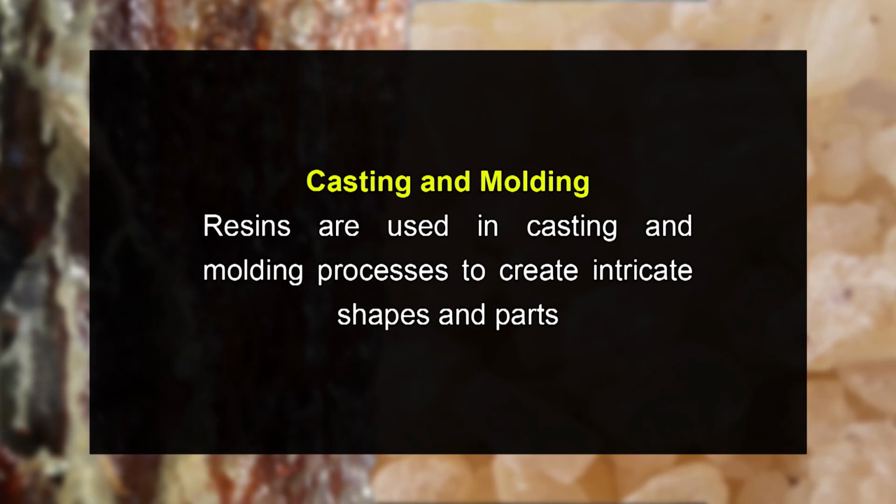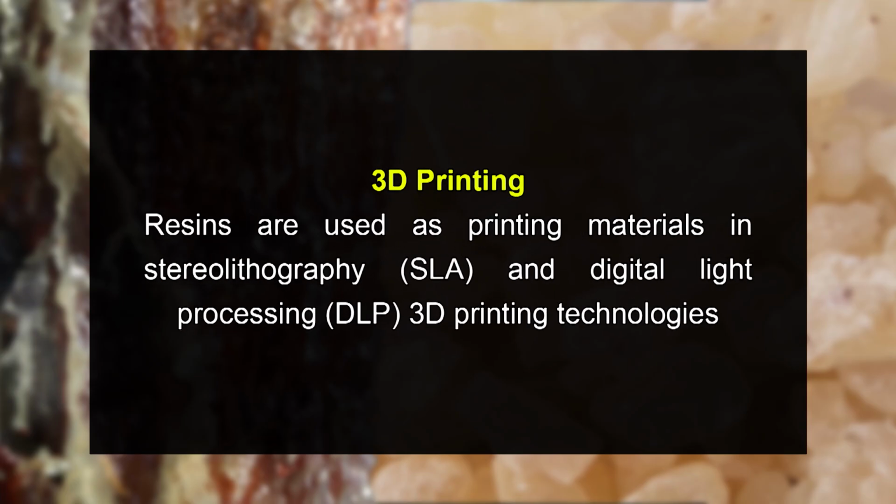They are used in casting and molding. Resins are used in casting and molding processes to create intricate shapes and parts. They are commonly used in industries such as automotive, electronics, and jewelry for manufacturing components. Used in 3D printing. Resins are used as printing material in stereolithography and digital light processing 3D printing technologies. They allow for the creation of high-resolution, detailed objects in various industries, including prototyping, medical, and engineering.